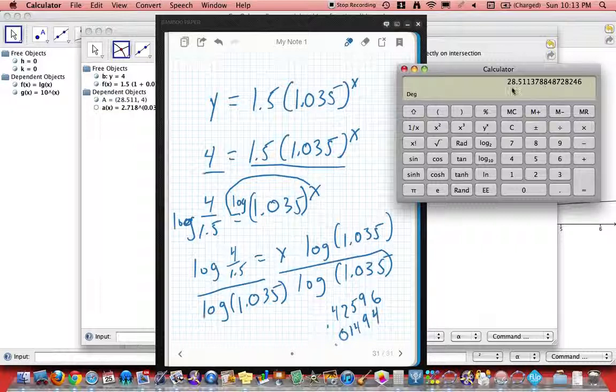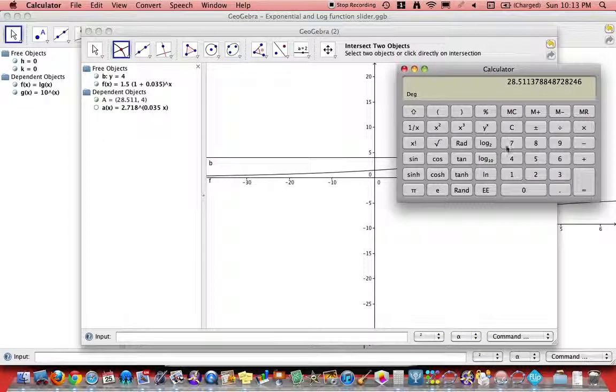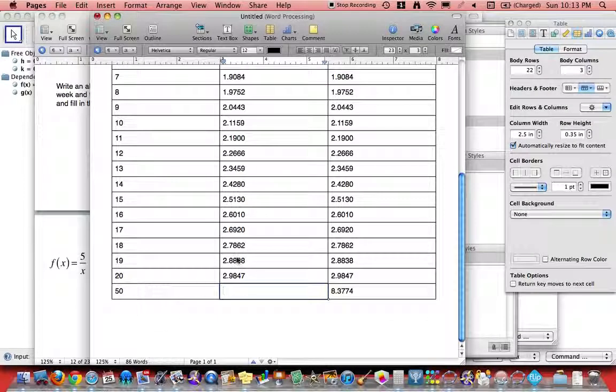Oh, look at that! Does that look familiar? It certainly does. 28.511, and we did that with a calculator. So that's the usefulness of a log equation if you don't have a nice tool like GeoGebra handy, and sometimes even if you do. I will certainly post more examples like that, but hopefully that helps you understand the usefulness of being able to work with logarithms. That's it for now.